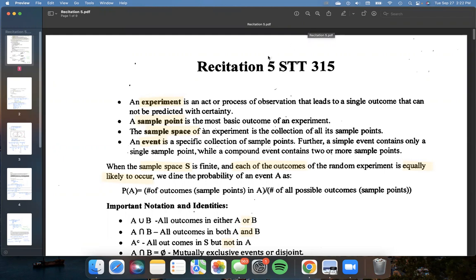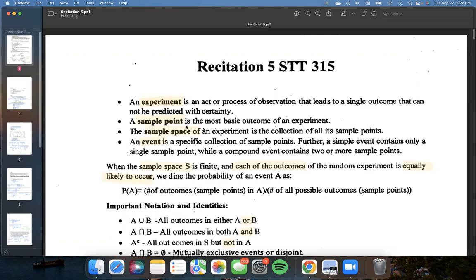So first let's go over some definitions. An experiment is an act or process of observation that leads to a single outcome that cannot be predicted with certainty. So in other words, the outcome would be unknown. The exact truth would be unknown. So that's why we're experimenting.